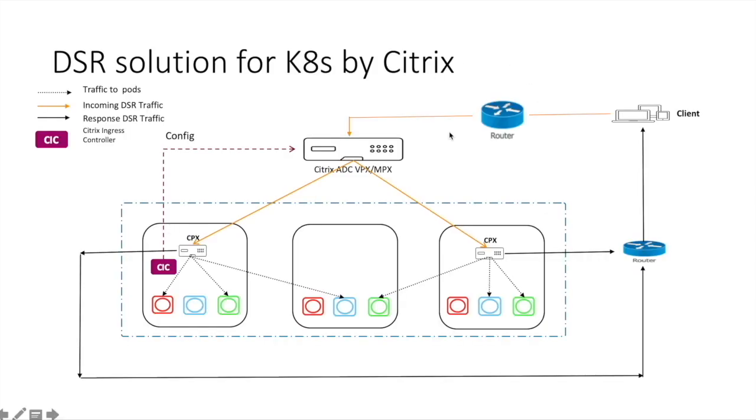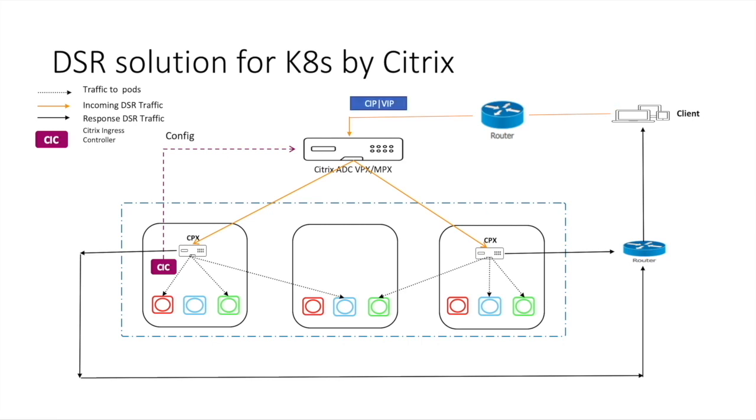Here is the solution provided by Citrix, which addresses all the challenges we have discussed earlier. Citrix uses a two-tier topology. The first tier holds the DSR configuration and the second tier does the actual load balancing and sends the response directly to the client. Let's see how the packet flow happens across this topology. Let's say the client wants to access the application. It uses SIP as the source IP and the VIP as the destination IP, which is hosted on the ADC.